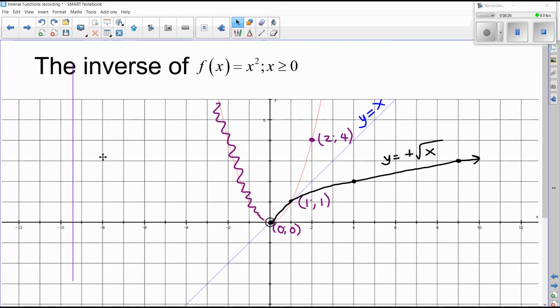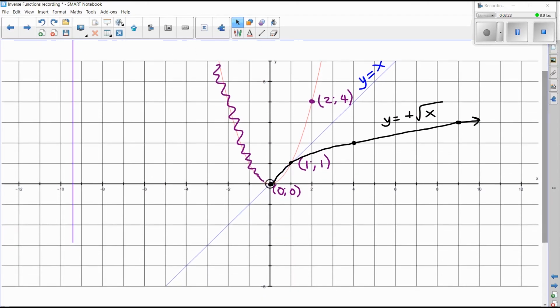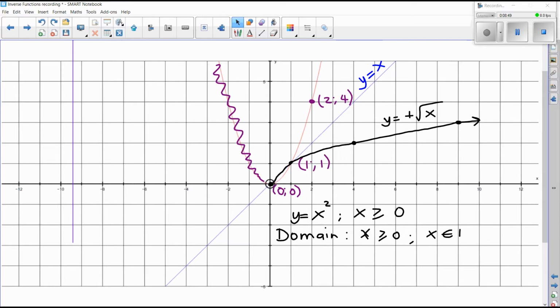Let's look at the domain and range of my original graph. So I'm drawing the graph of y equals x squared, or f of x equals x squared for x greater than or equal to 0. I've restricted the domain along the turning point, so my domain will be x is greater than or equal to 0 for all real x values. Looking at my parabola, we see that the range of my parabola is y is greater than or equal to 0.